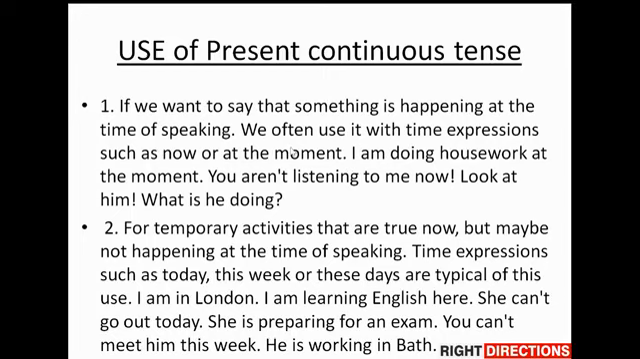present continuous tense. For example, it is raining outside. Right now it is raining. All right, right now you are listening to my lecture. For anything that is happening right now, we are using present continuous tense. All right, let's move further.